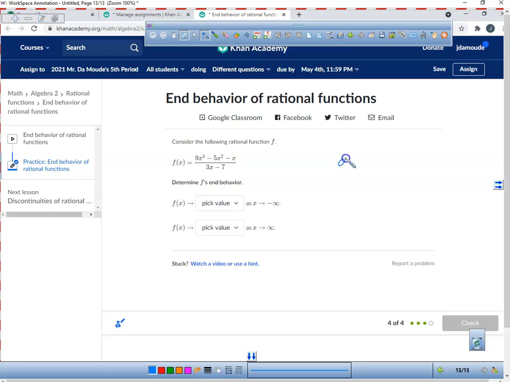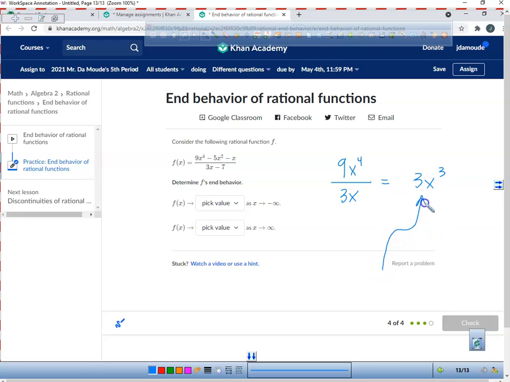All right, last one. What does that say? 9x to the power of 4. What does that say? 3x. Would you agree that would be 3x cubed? What does a positive cubic function look like? That's a positive cubic function.